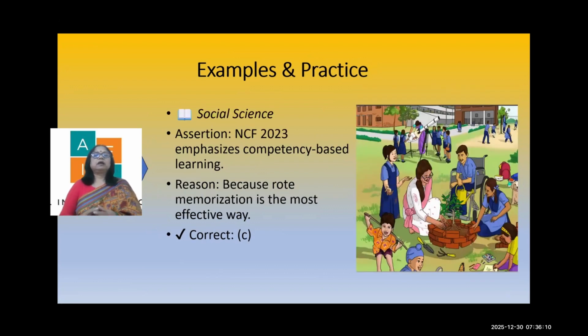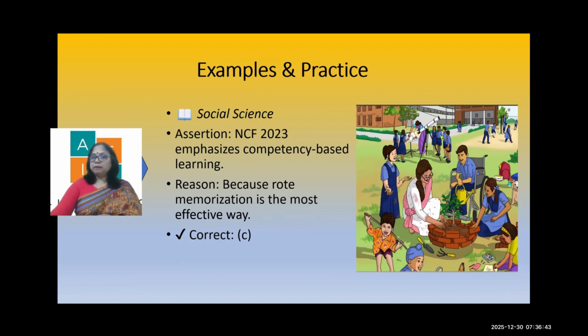So now let's see the next. This is again from social science. The assertion says NCF 2023 emphasizes competency-based learning, and the reason is because rote memorization is the most effective way. So here the correct answer is C. It means the assertion is true, but the reason given here is false.